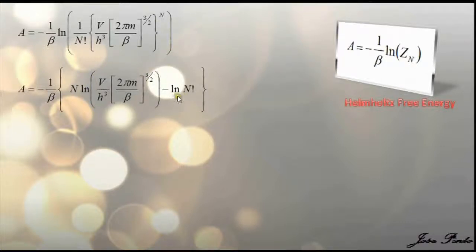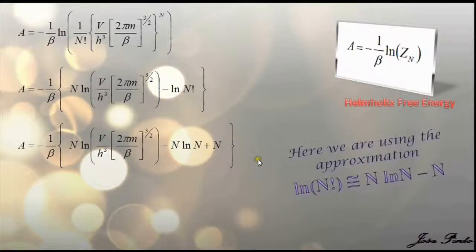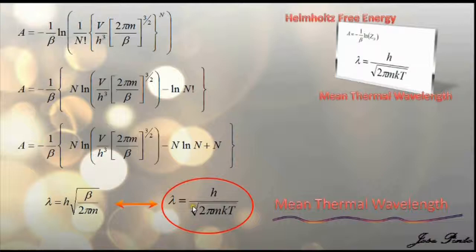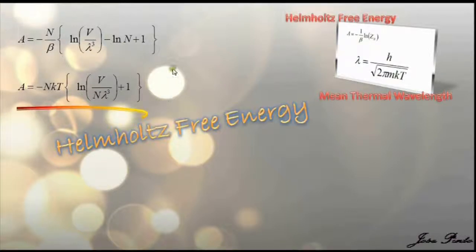Now we separate this. Here we're going to use an approximation. This one is one of those things that you want to write down because it will simplify your life. You will see it many times. This quantity here will appear very often too. This is known as the mean thermal wavelength. You might recognize it if I write it like this. Then the Helmholtz free energy is just this. And ln of this minus ln of that is just ln of this divided by that, and that's it. You're done. From this function, any other thermodynamic function can be calculated.